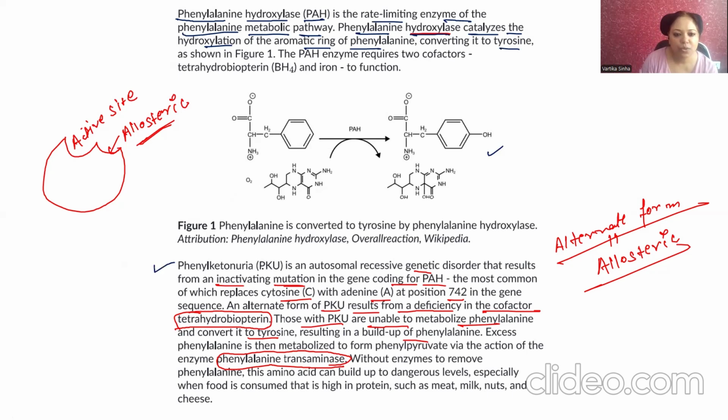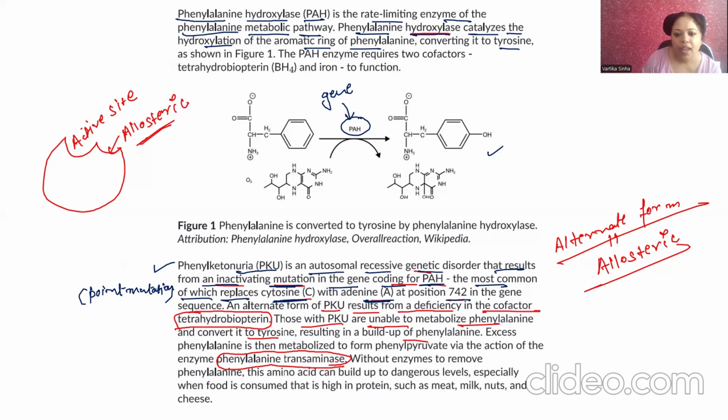Phenylketonuria, now it's a disease they are talking about, is an autosomal recessive genetic disorder that results from an inactivating mutation in the gene coding for PAH, right? This particular enzyme must be coded by a gene for the PAH, and in that gene there's a mutation, the most common of which replaces cytosine with adenine at position 742. So it sounds like a point mutation, because you are going to change a single amino acid from one to the other, right?